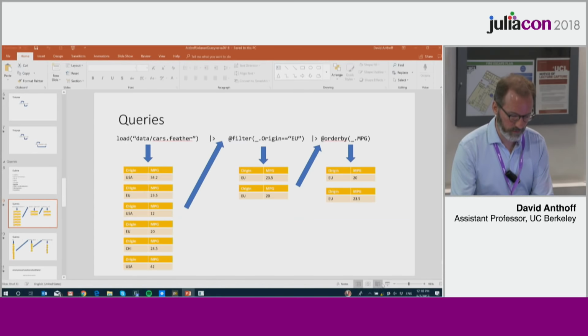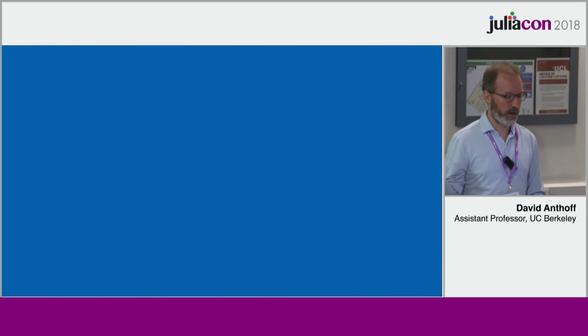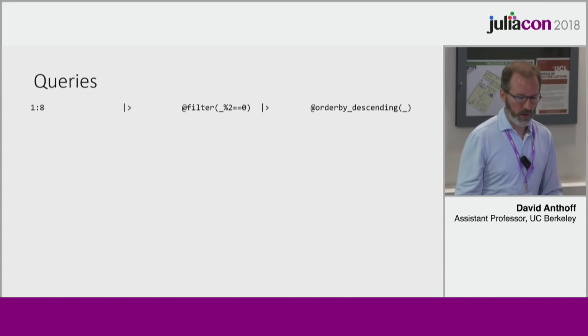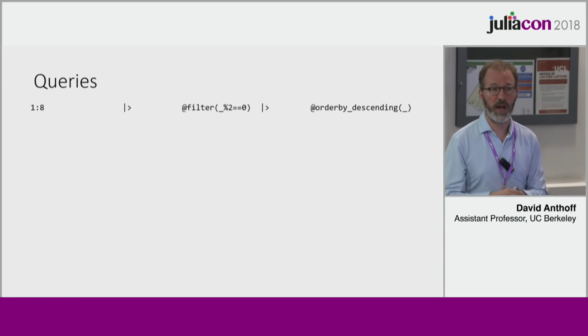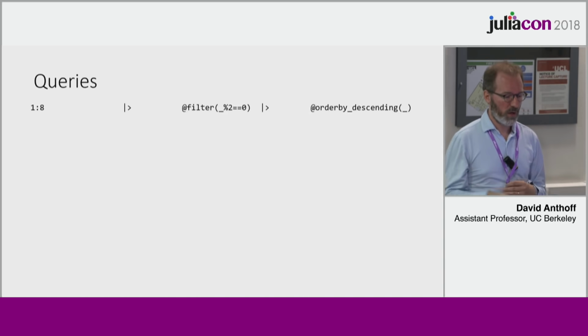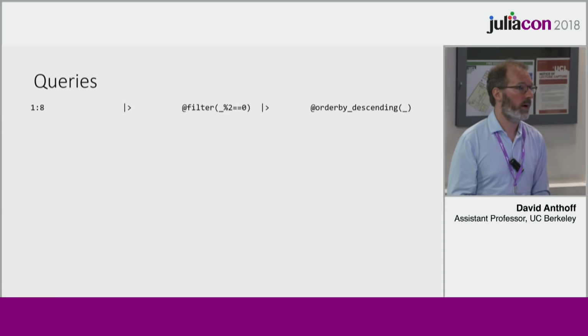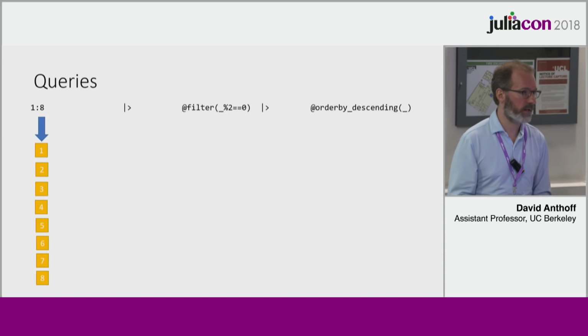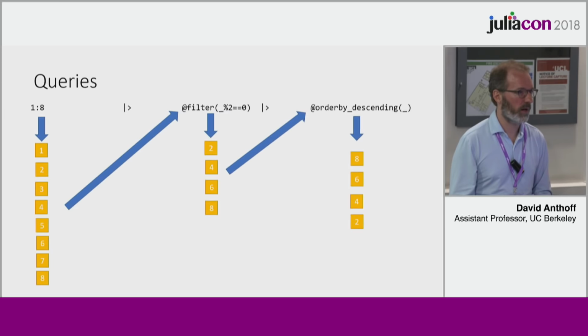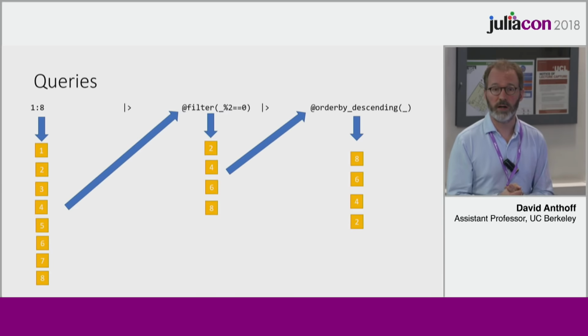Now, queries. The example I've shown you here is an example of a tabular query. But query is actually not at all specific to tabular data. The query operators that I showed you work on all sorts of data. Here I have an example where I'm starting out with a range, the numbers 1 to 8. I'm going to filter them, and then I'm going to order them. Same story applies. Here I get the numbers 1 to 8. They get passed to the filter. It filters out all the uneven numbers. And then I'm going to order them in descending order here.